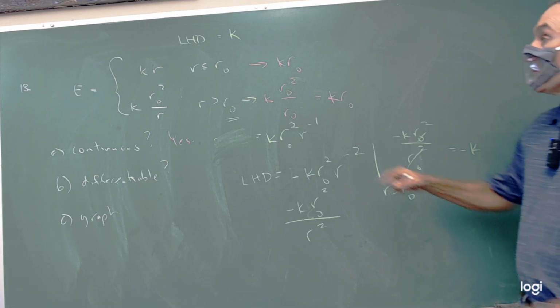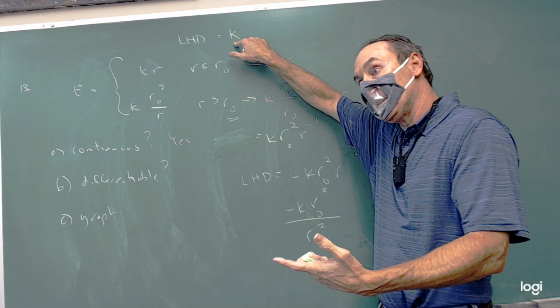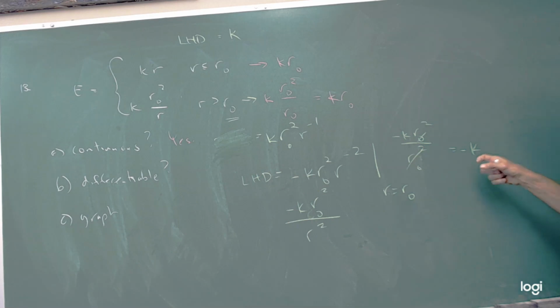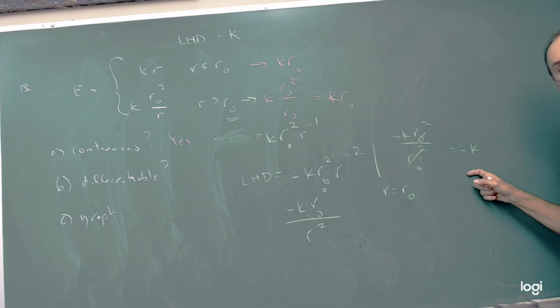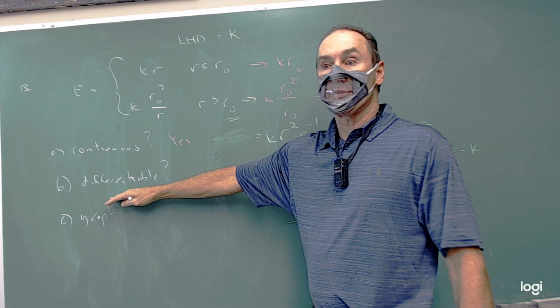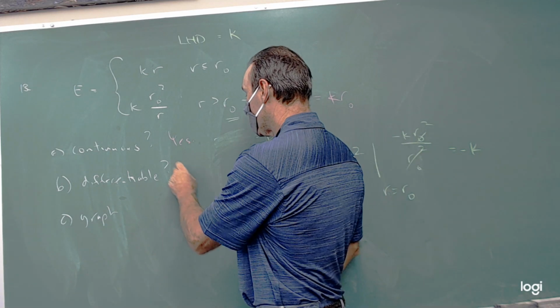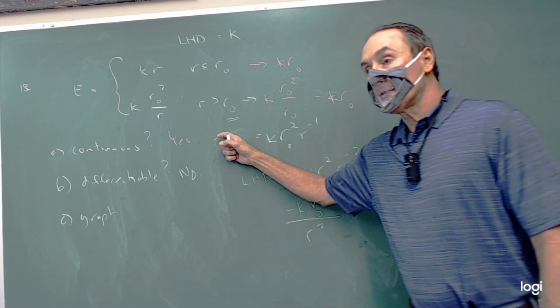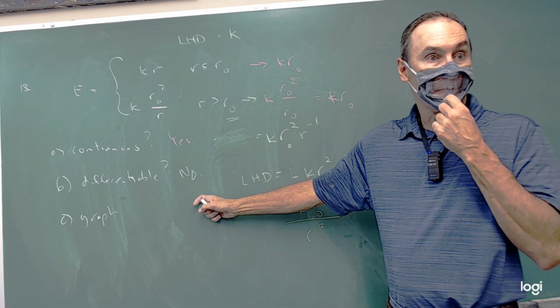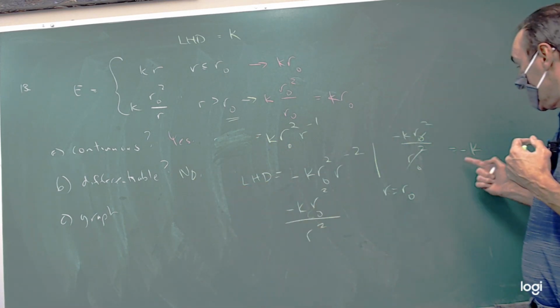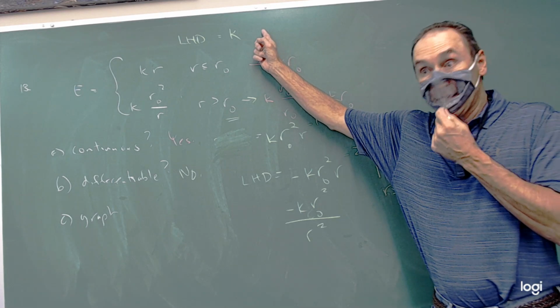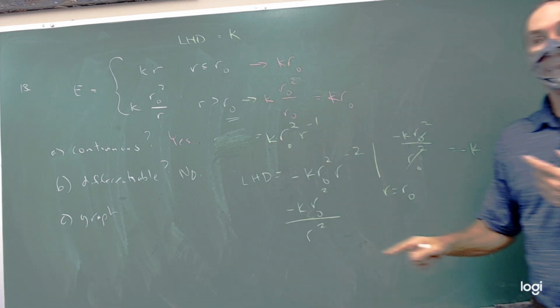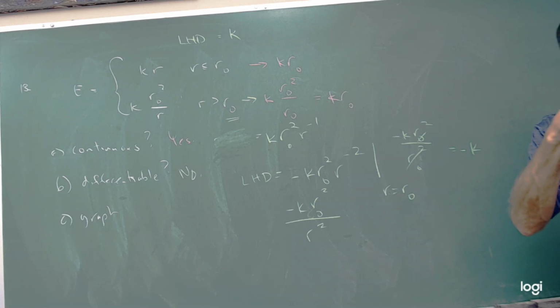So what we take away is the left-hand derivative is k, the right-hand derivative is negative k. Is this differentiable? It is not. So it is continuous, but it is not differentiable. So we have both derivatives are finite numbers, but different finite numbers means it's going to be a corner point.